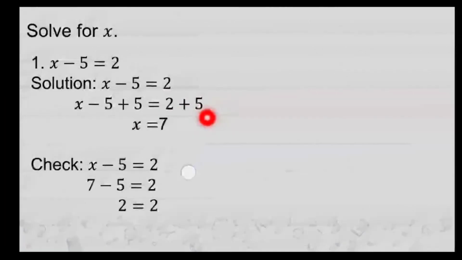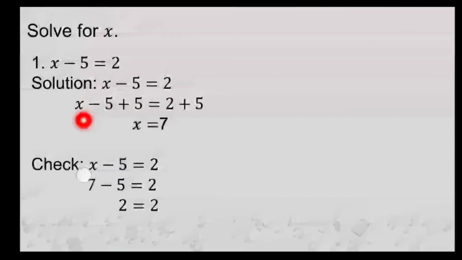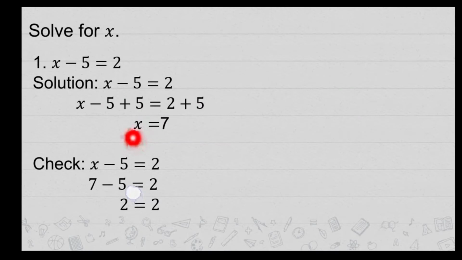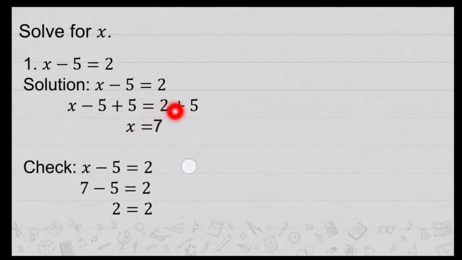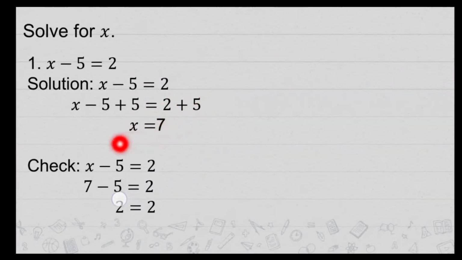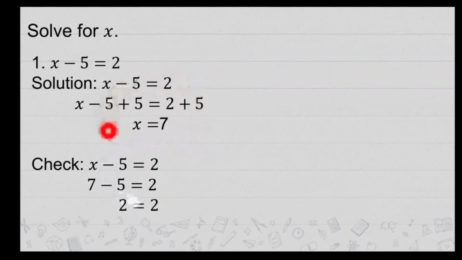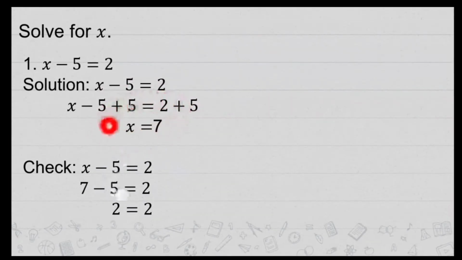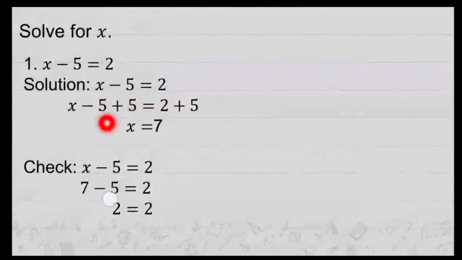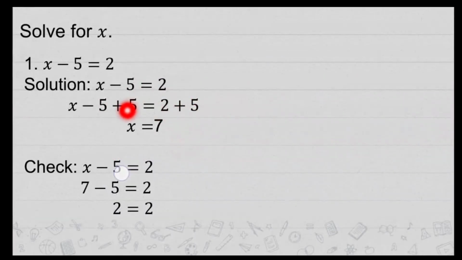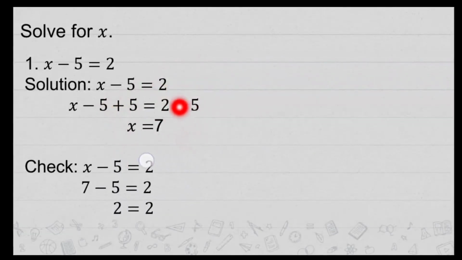So let's simplify. x, copy. Negative 5 plus positive 5 is 0. Therefore, we have x plus 0, which is x. 2 plus 5 is 7. So our answer is x is equal to 7. That is our solution. The value of x is equal to 7.